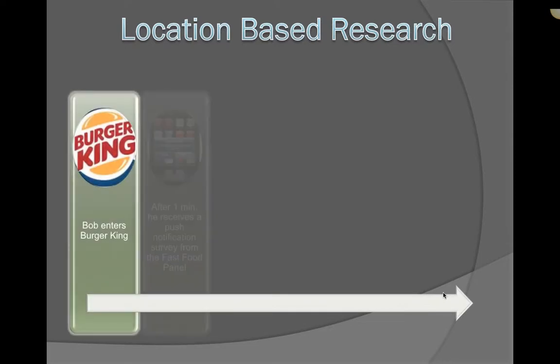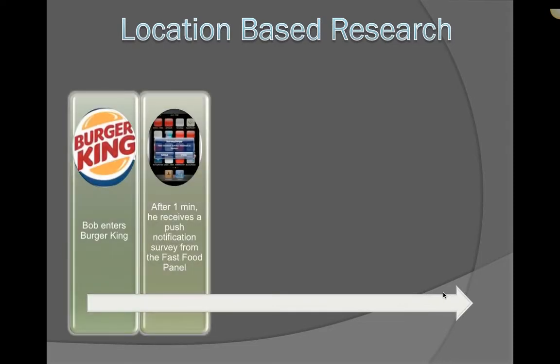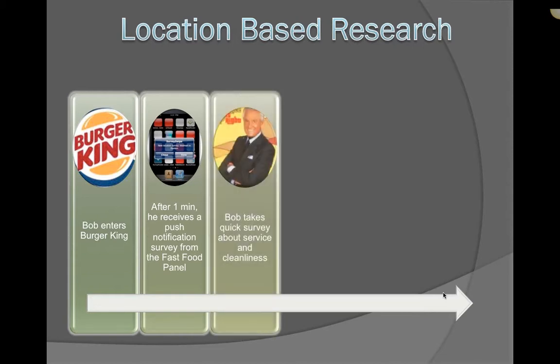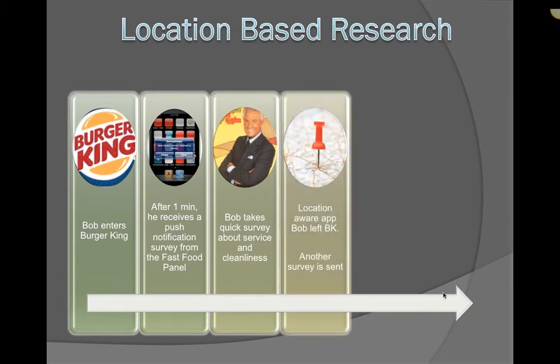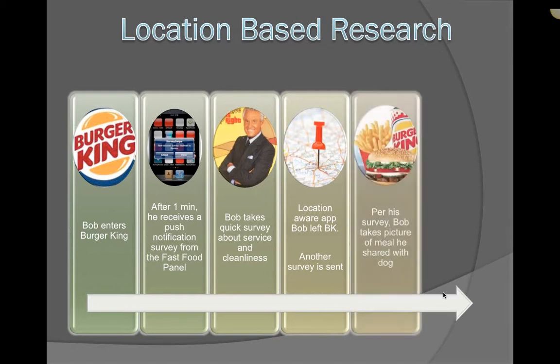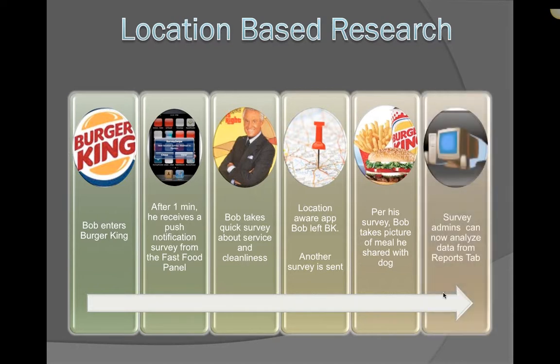Bob enters Burger King. After a minute, he receives a push notification survey from a fast food panel. Bob takes a quick survey about service and cleanliness. Because we're using the geofencing technology, as soon as he leaves the location, the application is aware and he is sent the follow-up exit survey. Per his survey, Bob takes a picture of a meal he shared with his dog. And the survey admin can now analyze the data from the Reports tab.